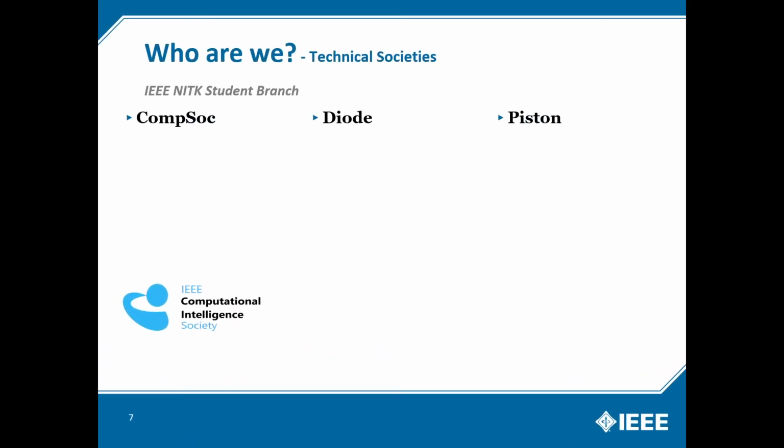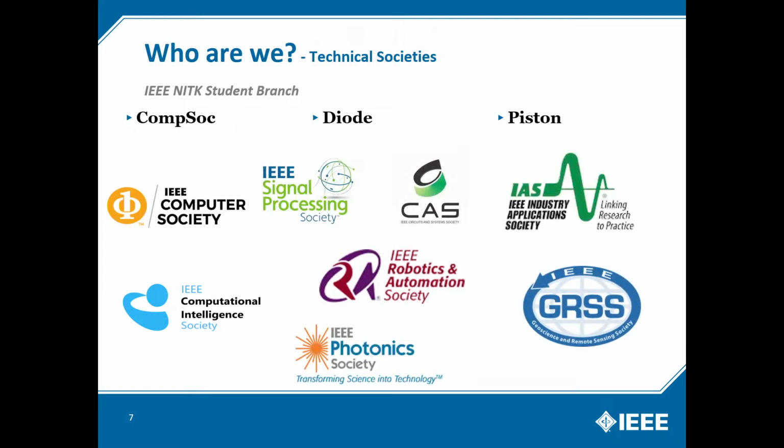So the IEEE NITK structure goes down with three special interest groups, that is ComSoc, Diode, and Piston. ComSoc has the Computer Society and the Computational Engineering Society. Diode has the Signal Processing Society, Circuits and Systems Society, Robotics and Automation Society, and Photonics Society. Piston has the Industry Applications Society and the GRSS, that is the Geoscience and Remote Sensing Society. So these are the 8 societies that we have at IEEE NITK, which are technical in nature.